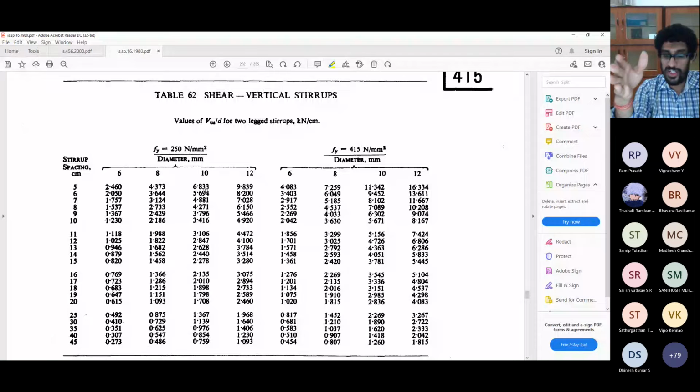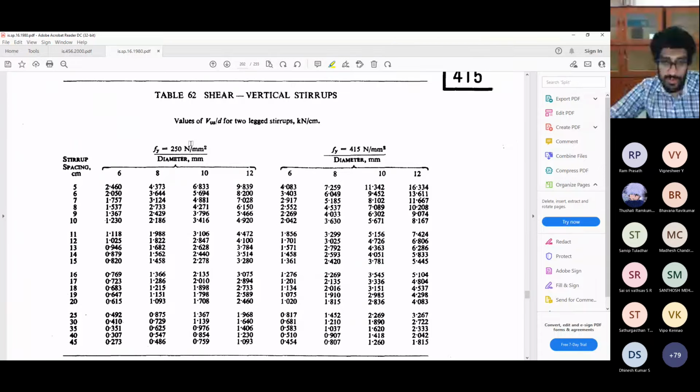Whatever this value of Vus by d is, just find that number from this table. You can just take it out from it. For example, if I get a Vus by d value of about 5 kilonewton per centimeter, where do I have 5? I have 5.694 over here and 4.881 over here, so between those I can get 5. Similarly here 5.466, 4.920, that is also close to 5.